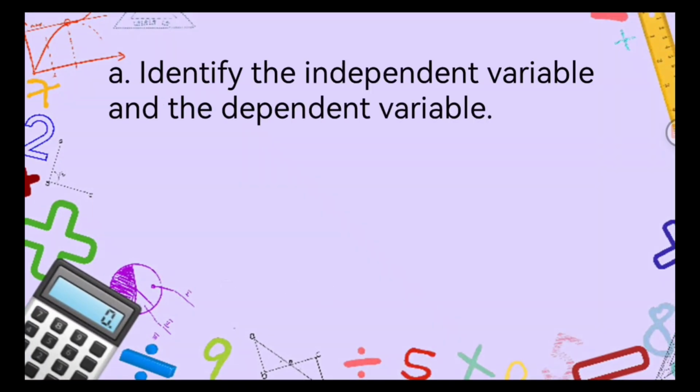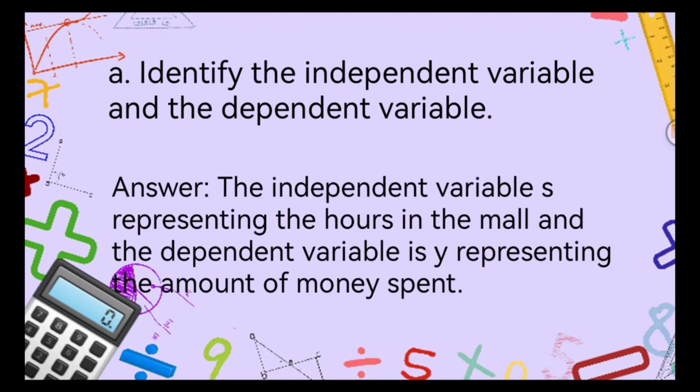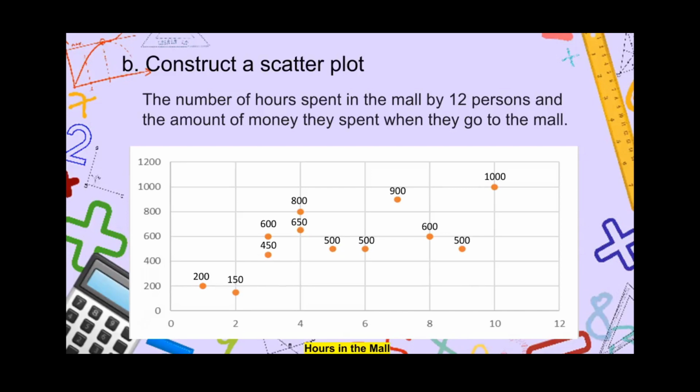All we need to do is to identify the independent variable and the dependent variable. Our answer is that the independent variable is x, representing the hours spent in the mall, and the dependent variable is y, representing the amount of money spent. Next, construct a scatter plot of the number of hours spent in the mall by 12 persons and the amount of money they spent when they go to the mall.